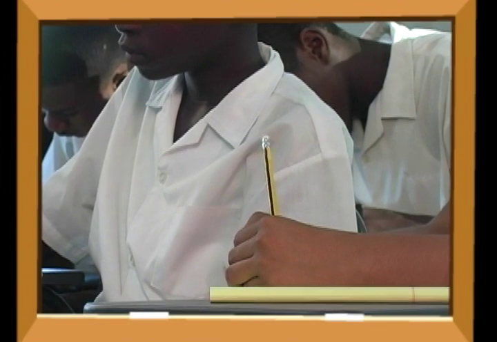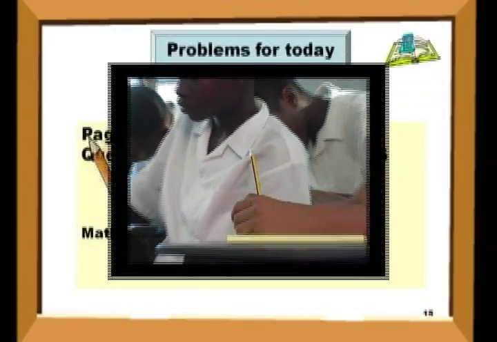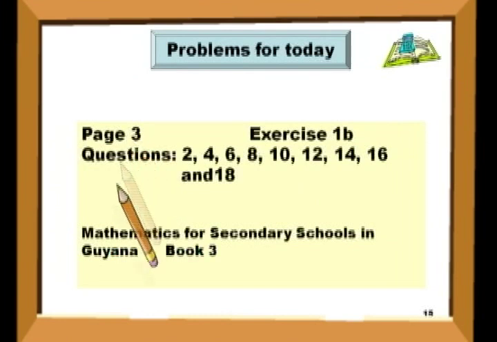Now to reinforce what we did today, we've selected a few problems. Again, we're using the Mathematics for Secondary Schools in Guyana Book 3. And today's problems can be found on page 3. It's exercise 1B, and there are questions 2, 4, 6, 8, 10, 12, 14, 16, and 18. And I know you'll have a lot of fun attempting them.